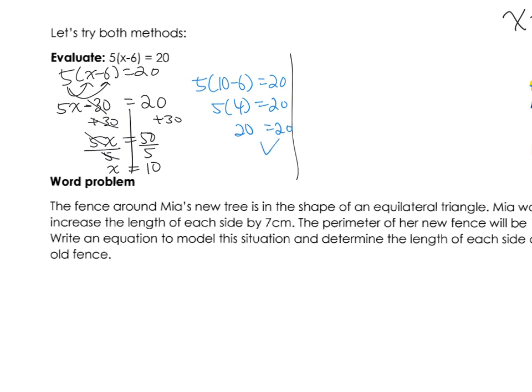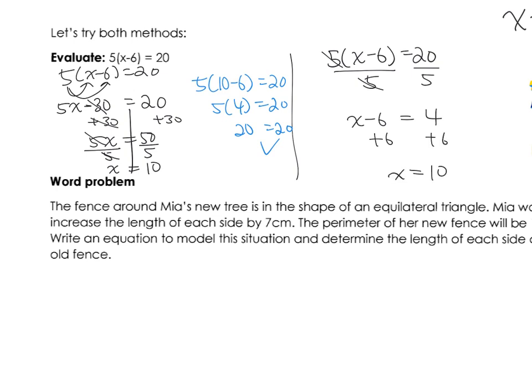Okay. We're going to try the other method of dividing out the number before anything. So we're going to divide the 5 first on both sides. Okay, get rid of that, and x - 6 is equal to 4. Add 6 on both sides, x is equal to 10. I get the same answer here. Okay, you can use any method you like, whichever one works best for you.